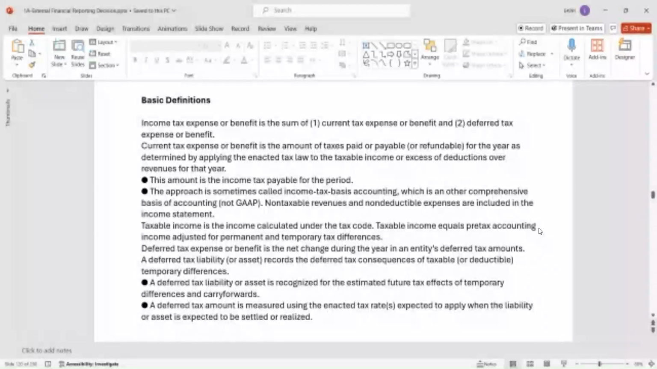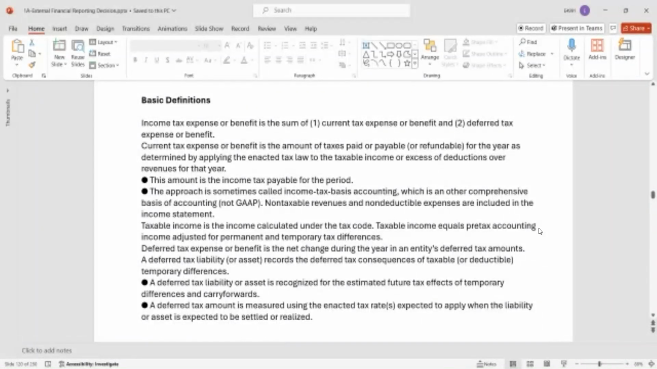Non-taxable revenues and non-deductible expenses are included in the income statement. Taxable income is the income calculated under the tax code. Taxable income equals pre-tax accounting income adjusted for permanent and temporary tax differences. Deferred tax expense or benefit is the net change during the year in an entity's deferred tax amounts. A deferred tax liability or asset records the deferred tax consequences of taxable or deductible temporary differences.